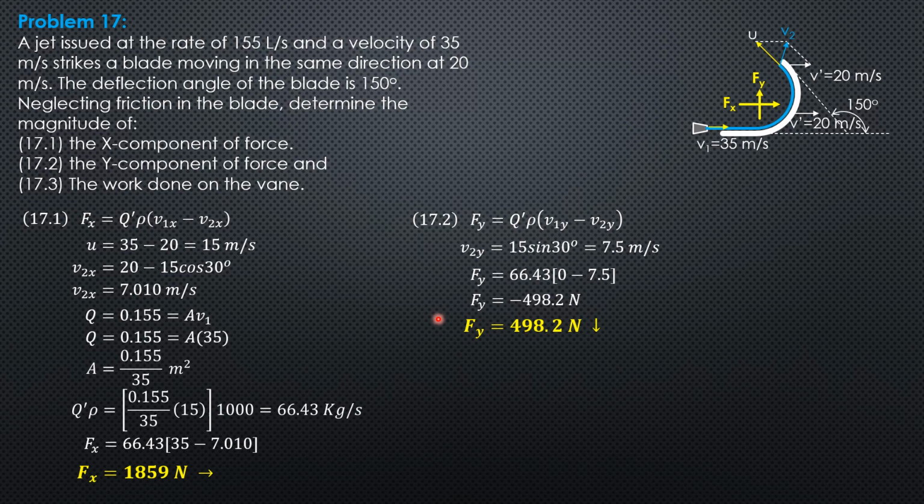Then the work done on the vane, that's work equals Fx times V prime. And Fx is 1859, V prime is 20. So work is equal to 37,180 joules.